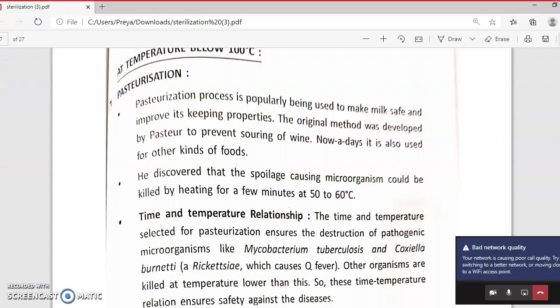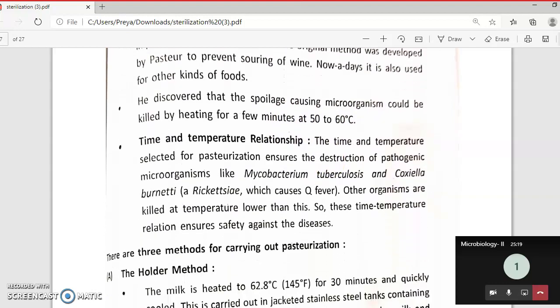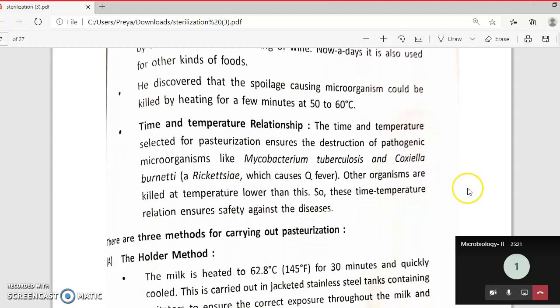Okay, so in case of pasteurization, we are going to use the temperature of 50 to 60 degrees centigrade. The time and temperature relationship is mainly selected for pasteurization, and it ensures the destruction of pathogenic bacteria. Which pathogenic bacteria are killed in pasteurization?